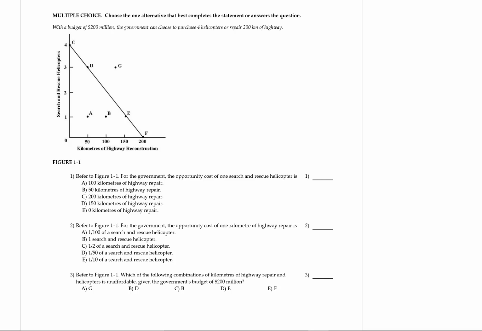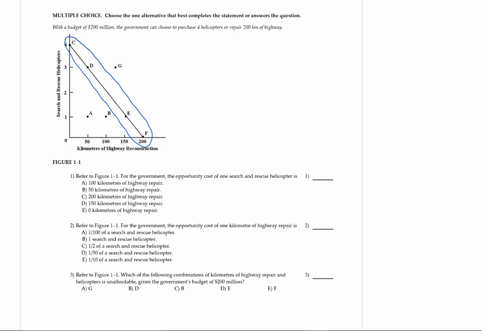The first thing we can realize is that because the production possibility boundary is flat, so it's a straight line rather than that bow shape that we've seen before, we know the opportunity cost between these two goods is constant. Knowing that the opportunity cost is constant means we can find the opportunity cost at any point along this boundary, and we'll know the answer. So, we want to know the opportunity cost of one search and rescue helicopter.